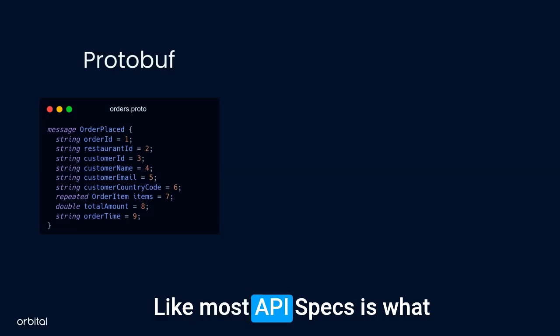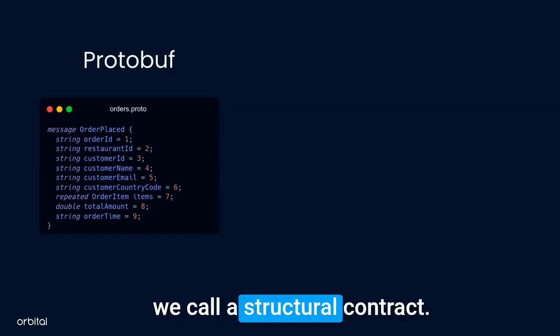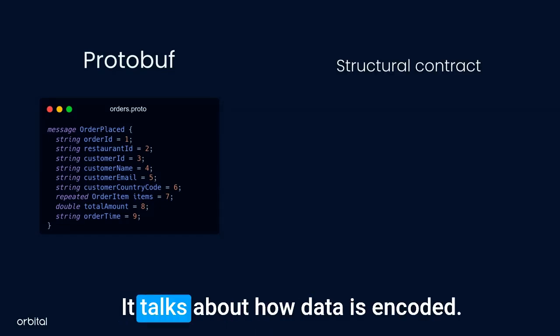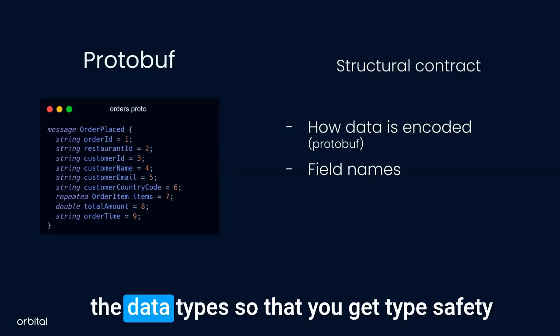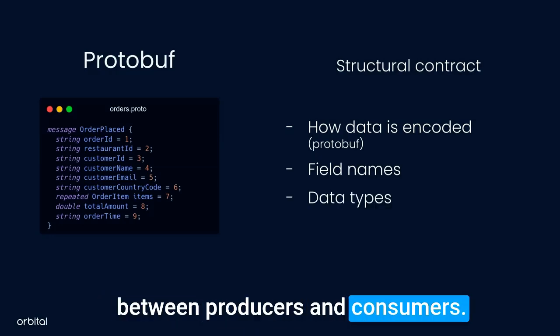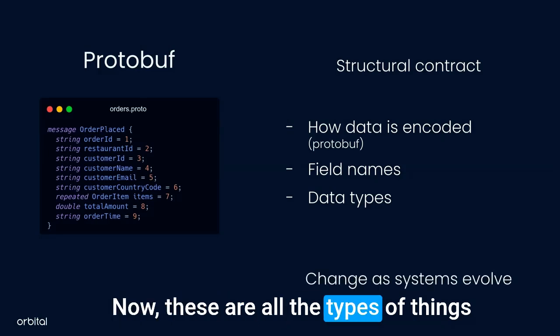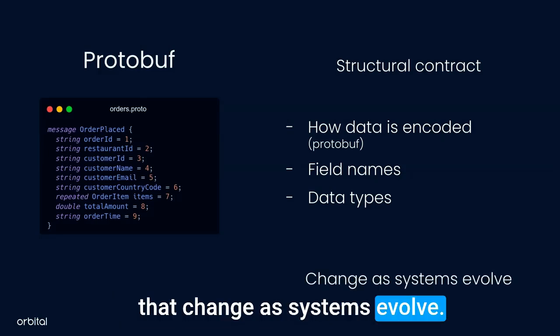Protobuf, like most API specs, is what we call a structural contract. It talks about how data is encoded. It tells consumers the field names and the data types so that you get type safety between producers and consumers. Now, these are all the types of things that change as systems evolve.